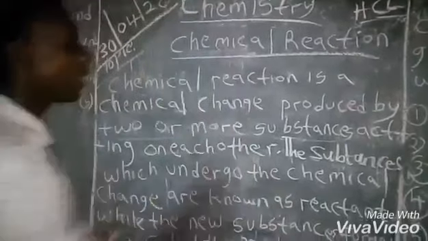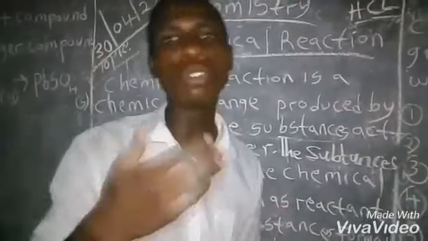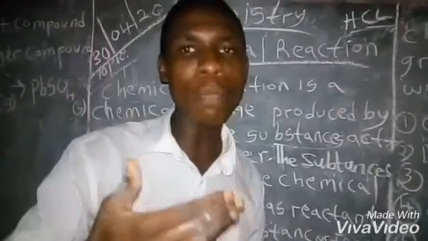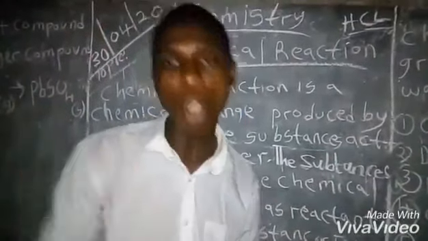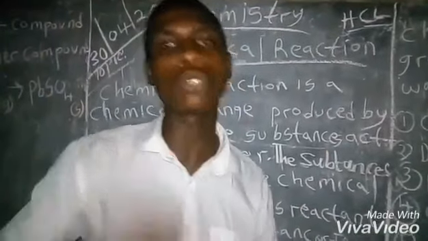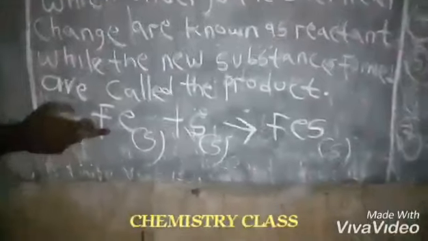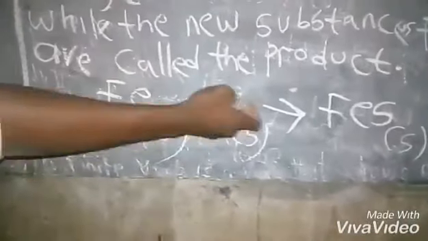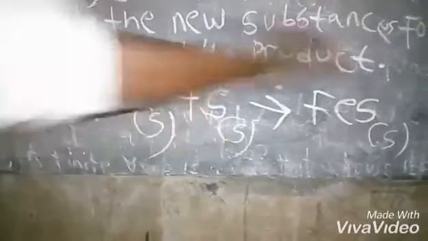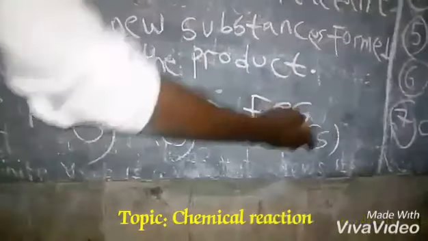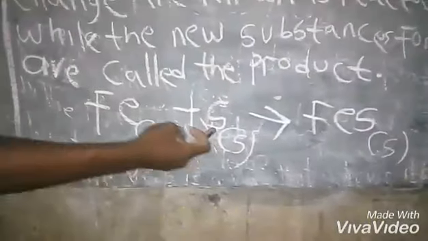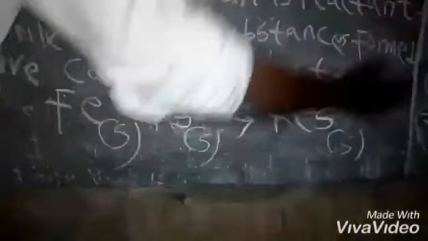Now, what this chemical reaction is all about is the combination between two or more elements or two or more compounds to form a bigger compound, or the reaction between two or more elements to form a compound. For instance, if you have iron, which is an element, in solid state, reacting with sulfur in solid state, it will give the product of iron sulfide in solid state. That is, the reaction between the iron and the sulfur will give the product of iron sulfide.